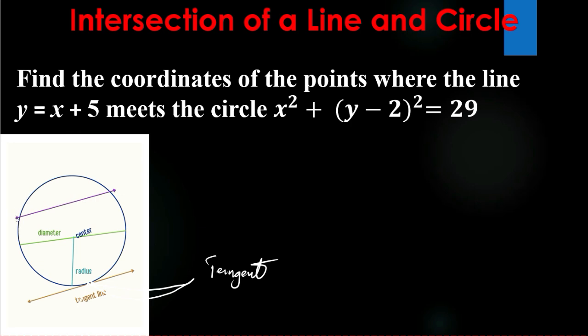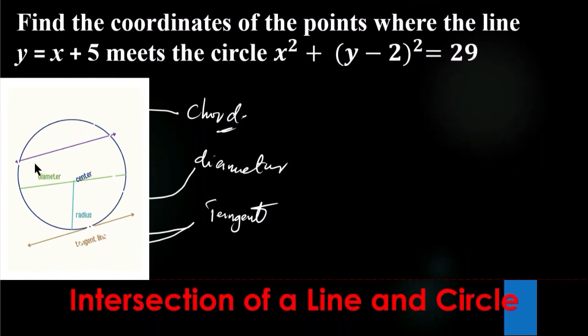Or the line is crossing the circle, and when it is crossing the circle, it can either cross the circle at the center or cross the circle at any other 2 points. If it crosses the circle at the center, the line is called the diameter. But when it crosses the circle at any other point and does not touch the center, then what we have is called a chord. Like this instance, what we have is a chord. So we'll be solving for the 2 points where this line crosses the circle.